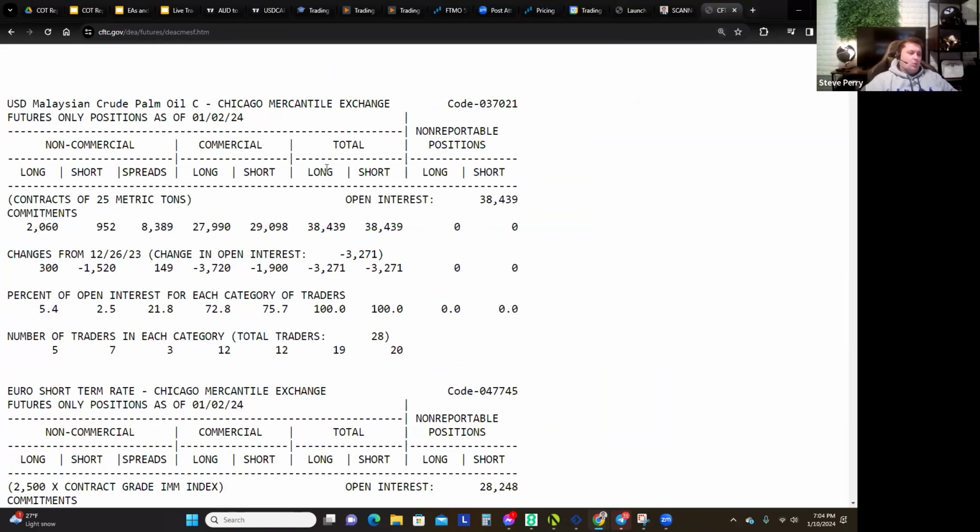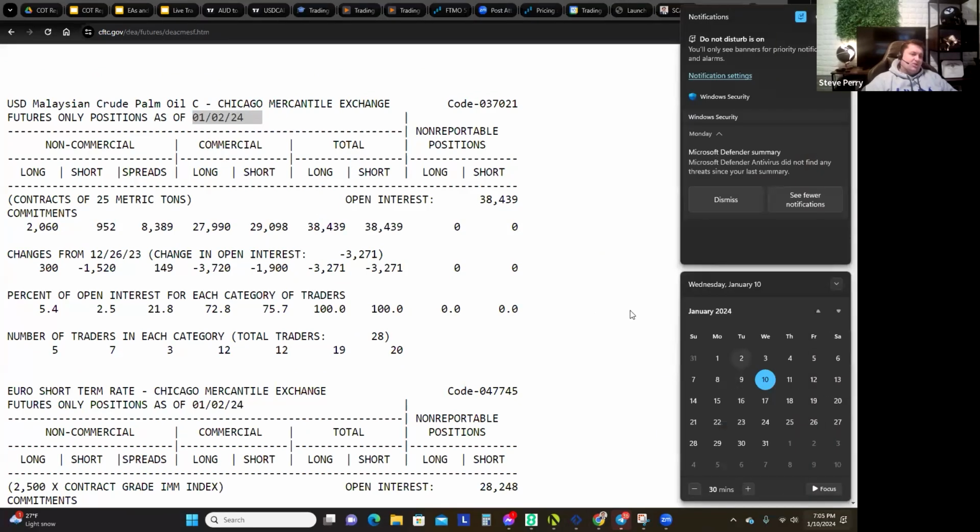The newest one will always be uploaded. The most recent one is as of January 2nd, even though today is January 10th. It's always dated the previous Tuesday of the previous week. The reason is that the CFTC gets this data from the banks on Tuesdays, and then it takes about 3 days for them to compile this data. And then on Friday, they give this data back out to people like you and me.